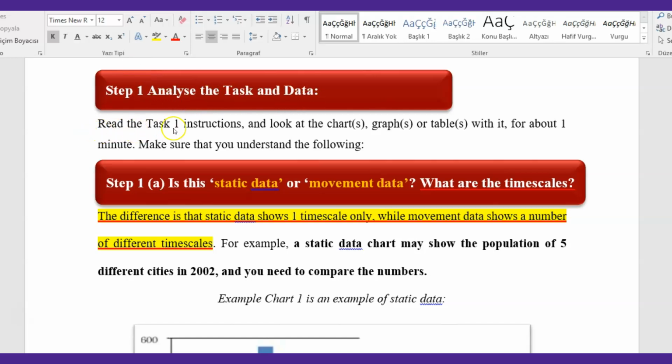In this regard, read the task 1 instructions and look at the charts, graphs or tables with it for about 1 minute. Make sure that you understand the following. You have to practice it and learn it to be able to read it very fast. In step 1A, you have to be able to say, is this static data or movement data? What are the time scales?